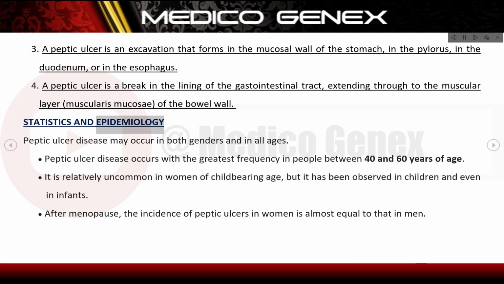Statistics and epidemiology. Peptic ulcer disease may occur in both genders and in all ages. Peptic ulcer disease occurs with the greatest frequency in people between 40 and 60 years of age. It is relatively uncommon in women of childbearing age, but it has been observed in children and even in infants. After menopause, the incidence of peptic ulcers in women is almost equal to that in men.